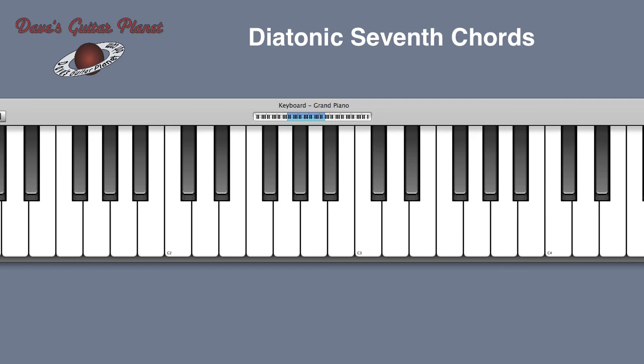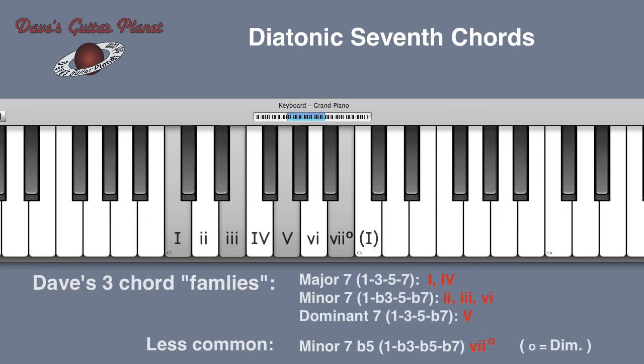Just to review the 7th chords in the diatonic series. The 1 chord is major 7. The 2 chord, minor 7. 3 chord, also minor 7. 4 chord, major 7, like the 1 chord. The 5 chord is distinct. There's only one of them, a dominant 7 chord. The 6th chord is minor 7, like the 2 and 3 chord. The 7 chord, minor 7 flat 5, or half diminished 7.